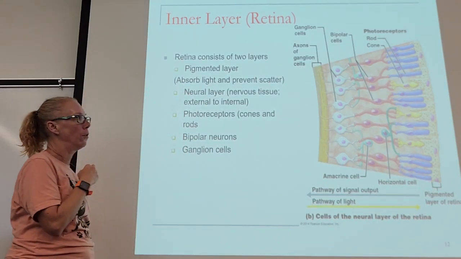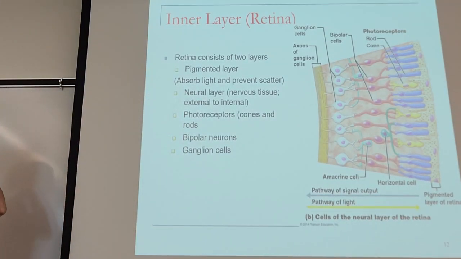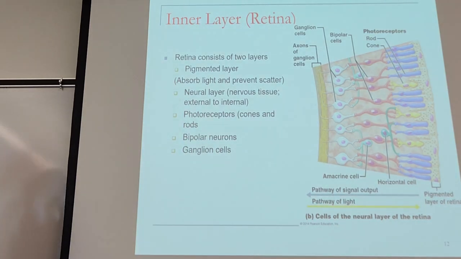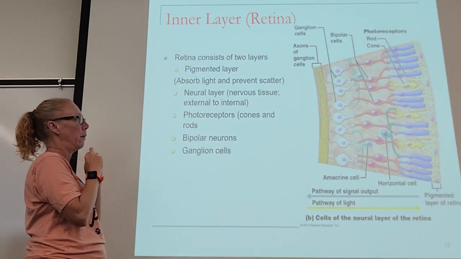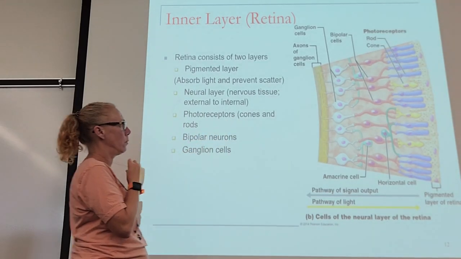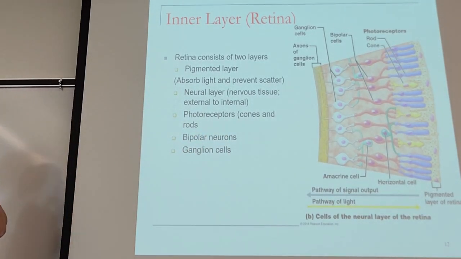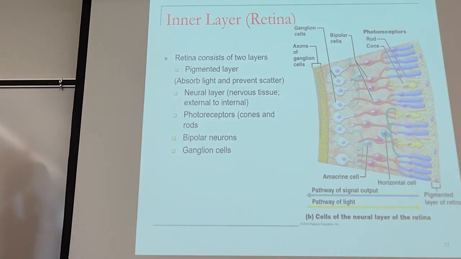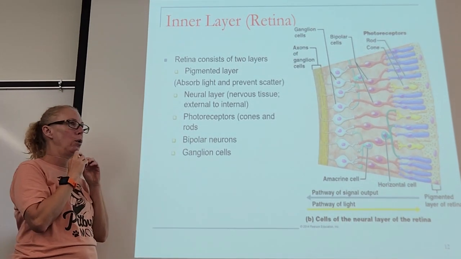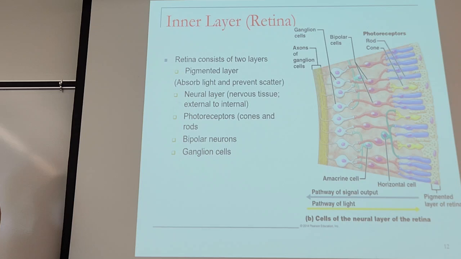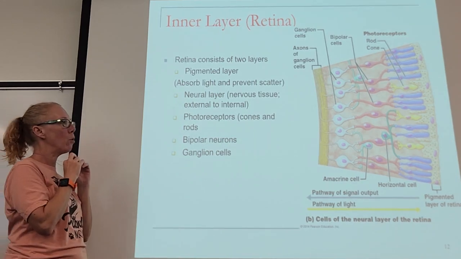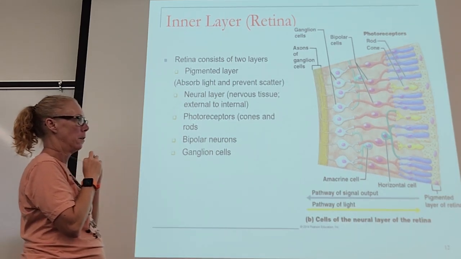So rods and cones are responsible for different types of information. And these are the only place where you're going to find photoreceptors in the body. So cones are responsible for color, so C for color, and high light situations. Rods are more for low light situations. So you have more rods than cones.